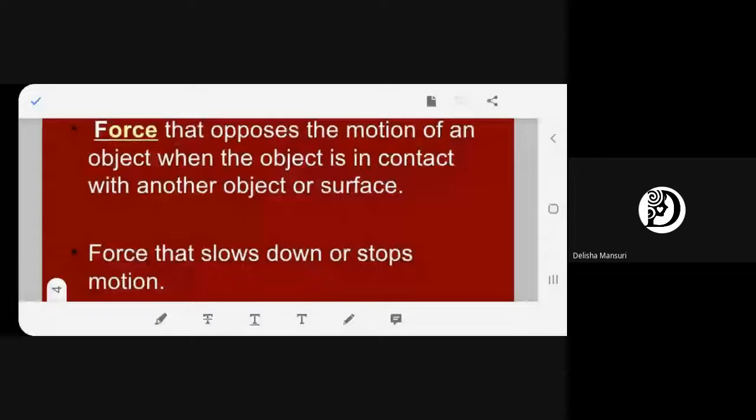Finally it has to come to a halt. You got it? So why is it coming to a halt? Why is the object coming to a halt? Only due to friction force. Did you understand now? Yes, ma'am.